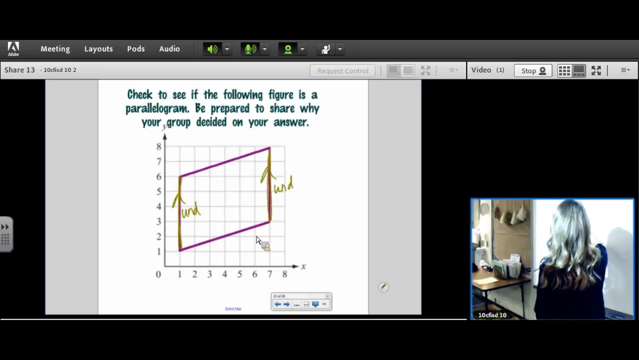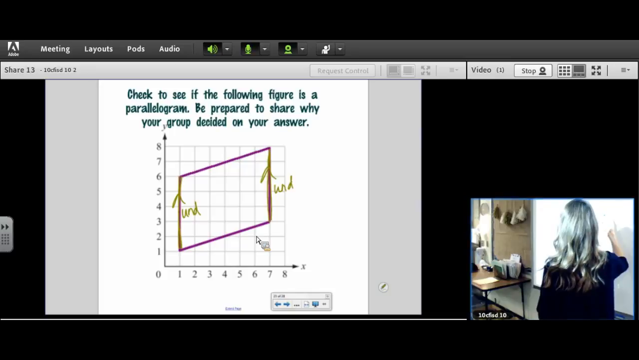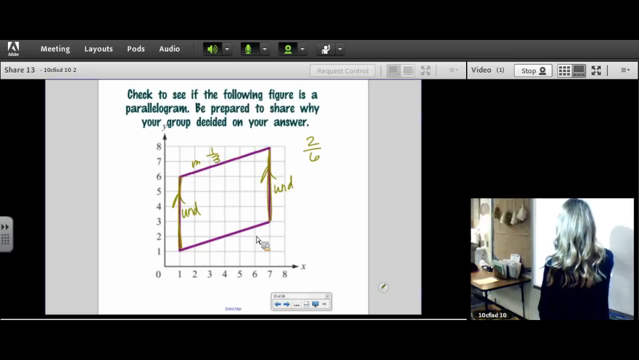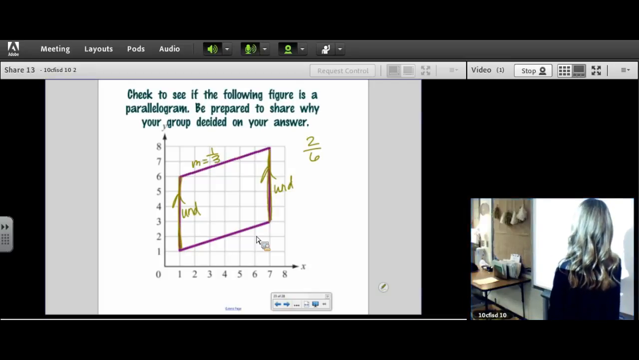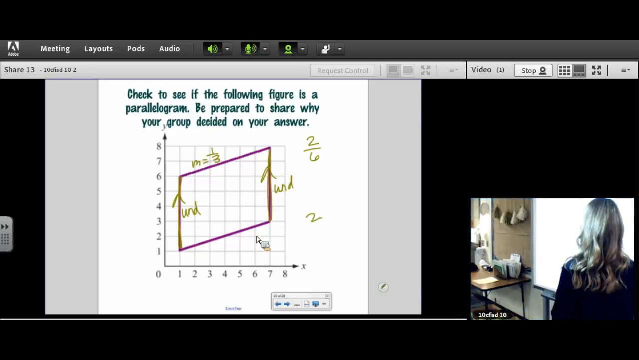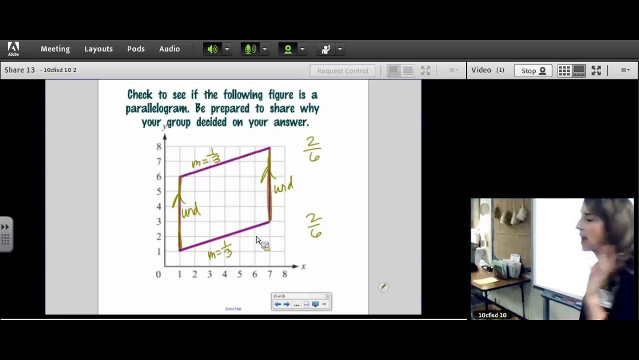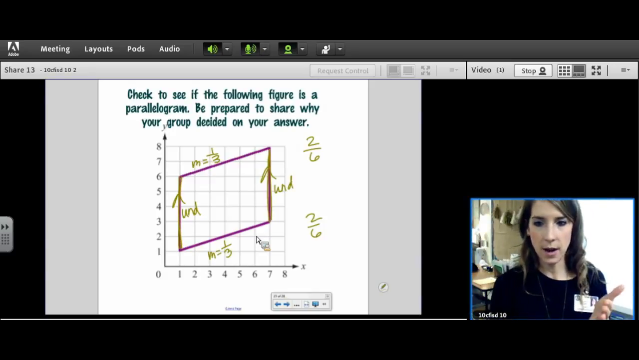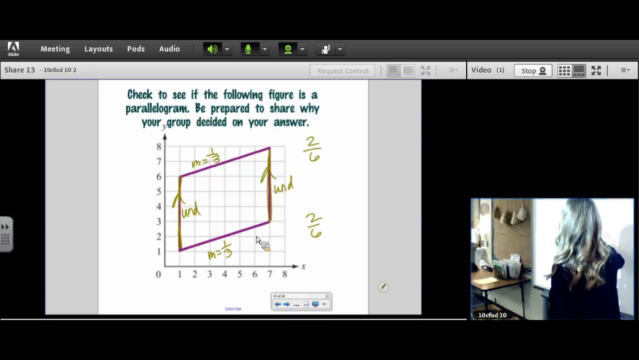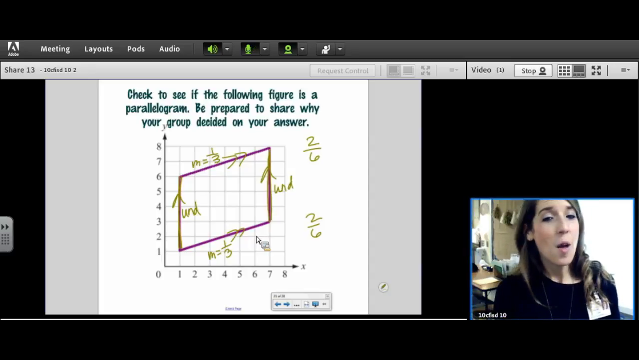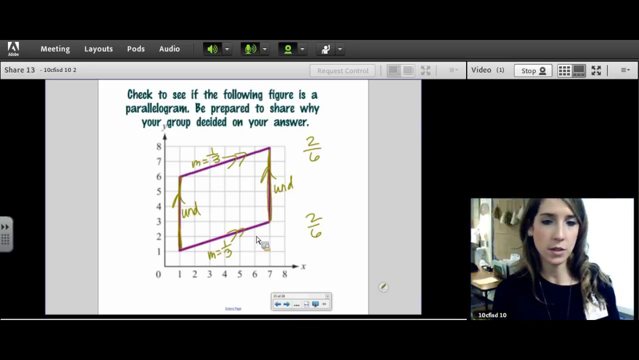Rise 1, 2, run 1, 2, 3, 4, 5, 6. Rise 2, run 6, first slope of 1/3. Rise 1, 2, run 1, 2, 3, 4, 5, 6. Once again, rise 2, run 6, first slope of 1/3. Without a shadow of a doubt, is this a parallelogram? Yes. And then if you needed to explain why, opposite sides are parallel because the opposite sides had identical slopes, equal slopes.